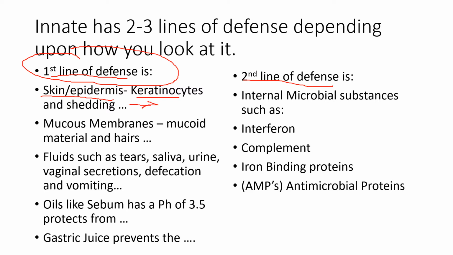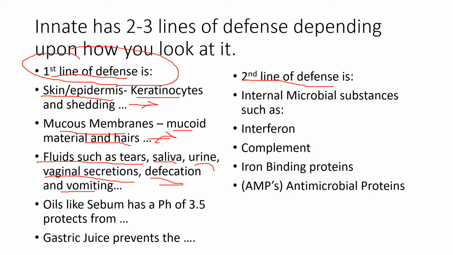That would on your skin. Then you have mucous membranes, and it's got mucoid material, which is like a viscous material, which in itself helps to trap things, and the hairs help to trap things, and then that helps to decrease the amount of microbe growth. And then some of our fluids are designed to protect us, like tears, saliva, urine, vaginal secretions, and when we defecate or vomit, we are reducing the microbe growth in our body. All those things do that.